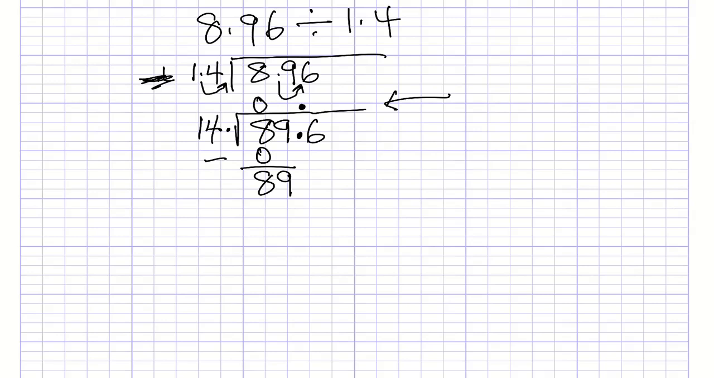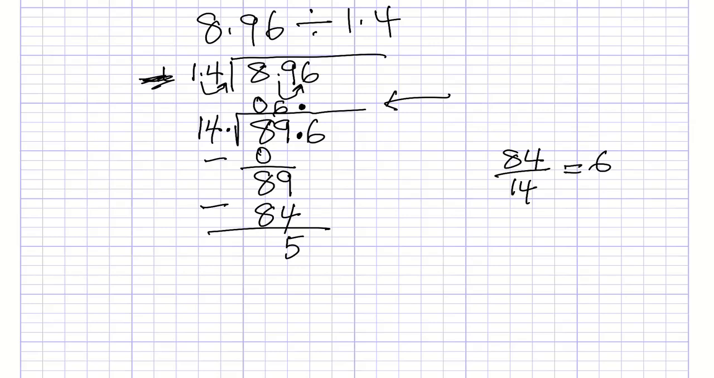So 14 can only go into 84. It goes into 84 6 times. So we'll write 6 here. We'll write 6 above 9. And we'll say 6 times 14 is 84. We'll write it here. This is what we'll normally do. We'll subtract. Okay. When you subtract, what do you get there? You get 5.